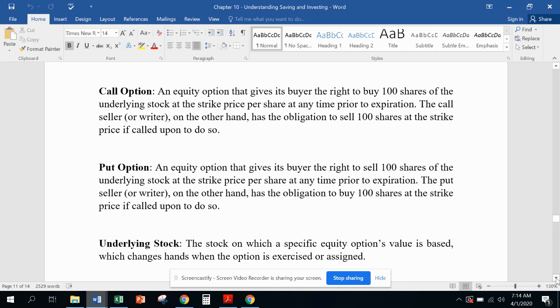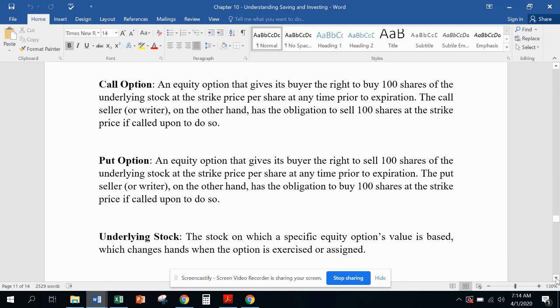to fill that order. Okay, now when we refer to the underlying stock, it's basically if we're talking about Apple, Apple would be the underlying stock I could be buying a call option or a put option against.